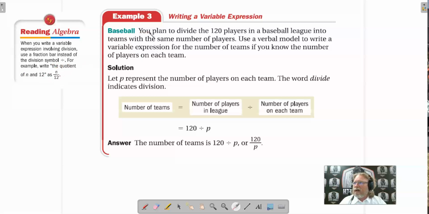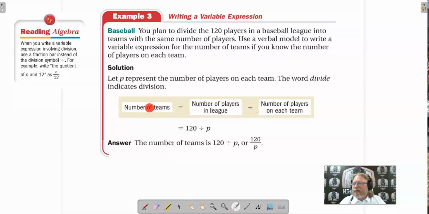So baseball. You plan to divide the 120 players in a baseball league into teams with the same number of players. Use a verbal model to write a variable expression for the number of teams if you know the number of players on each team. So our solution is to let P represent the number of players. So instead of writing out players, we're just going to let P represent the number of players. The word divide indicates division. We see that right up here. You plan to divide. There's that word divide, so it's telling us the operation that we're going to use.